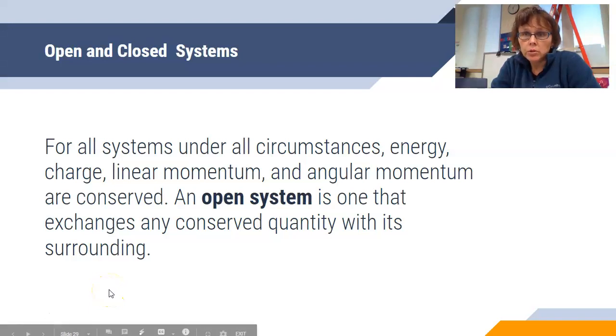So, open and closed systems. For all systems under all circumstances, energy, charge, linear momentum, and angular momentum, which we will learn later in the course, are conserved. An open system is one that exchanges any conserved quantity with its surroundings. We'll make sense of it with examples later on, but this is a general definition. If that doesn't happen, it is a closed system.